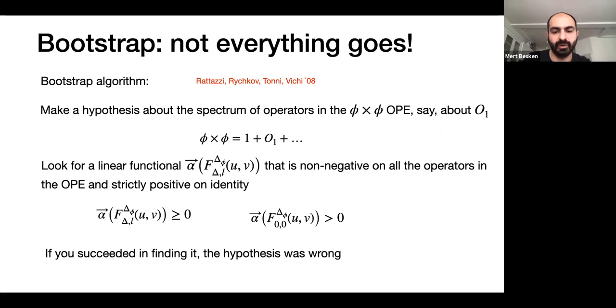To make that a little more precise, this was pioneered by these authors here. So the hypothesis we'll think about is, take the two scalars and just take their OPE, there will be the identity operator, and take a look at the first excited scalar or non-scalar primary in the OPE, and then look for a linear functional that is non-negative on all the operators in the OPE and strictly positive on identity. And if you succeed in finding that, the hypothesis was wrong.